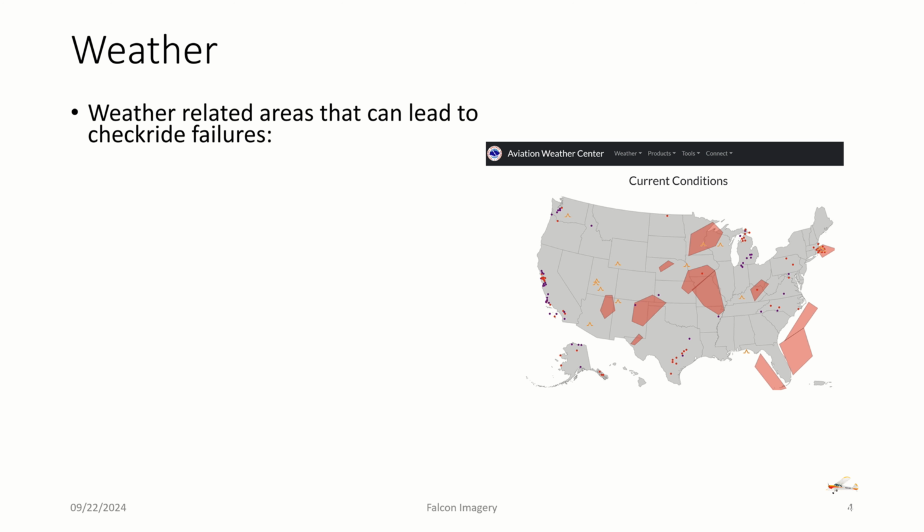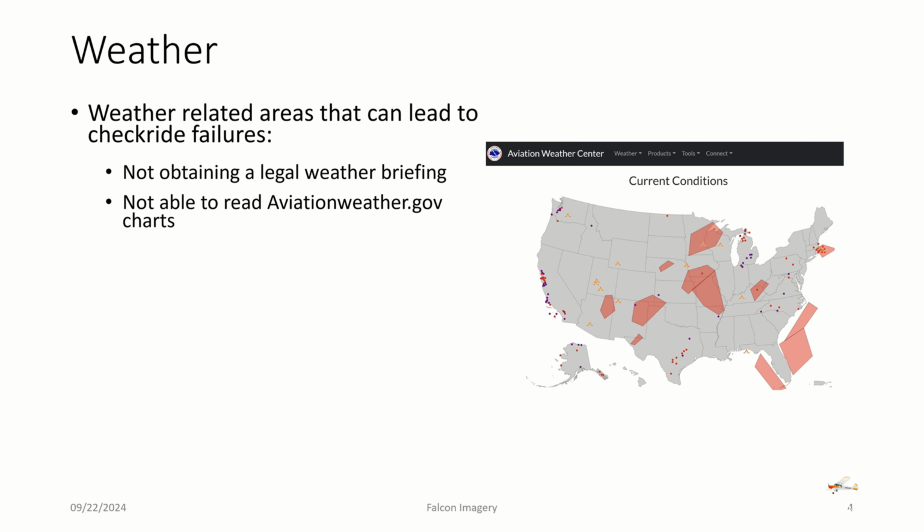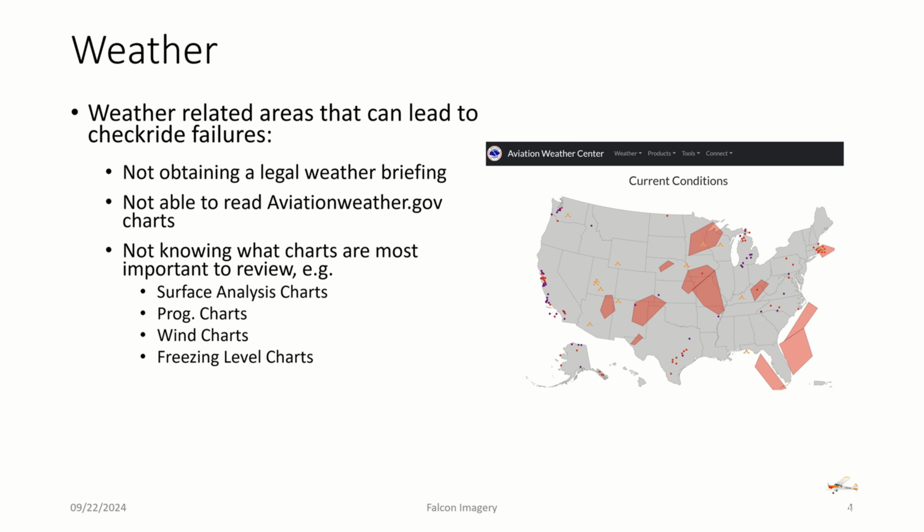Weather's another major area where students stumble during check rides. Weather-related areas that can lead to check ride failures include not obtaining a legal weather briefing through 1-800-WXBrief.com, whether it be via phone call or using the website, not being able to read aviationweather.gov charts, and not knowing what to even look for on aviationweather.gov for charts to assess whether or not it makes sense to fly on your check ride today.